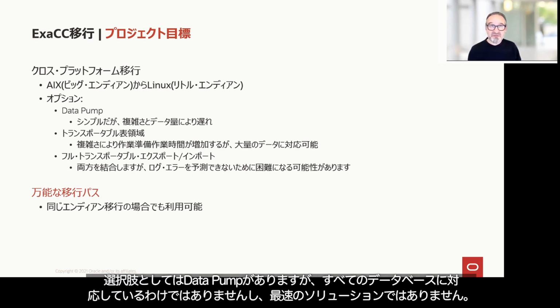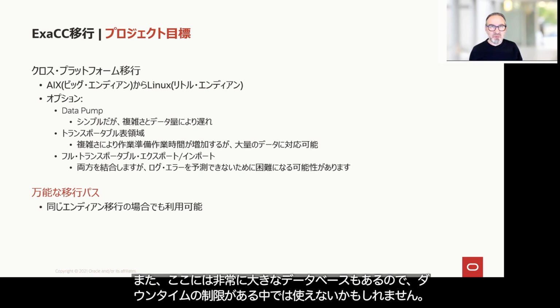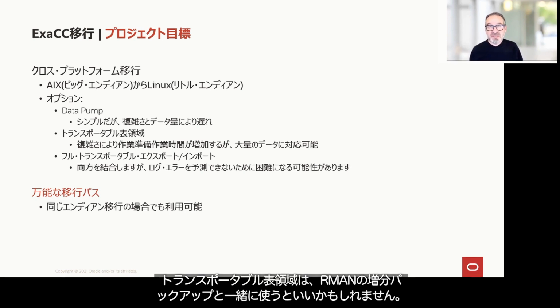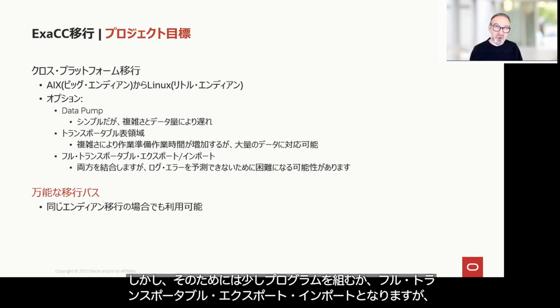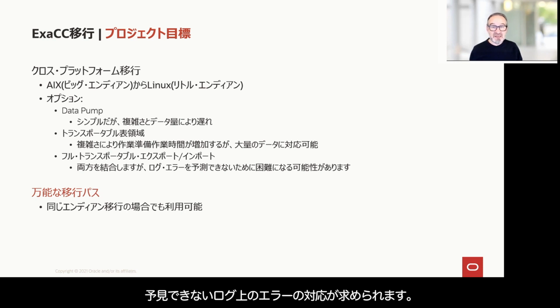The options we have is Data Pump, which we know now, maybe works with all the databases, but not the fastest solution. And we have some very big databases here as well. So it may not be working with the downtime restrictions we have. Transportable table spaces, that would be a good idea, maybe with RMAN incremental backups. But still, we know that we have to program a little bit around it, or full transportable export import, which in this case generated with the versions we had some unforeseeable log errors.